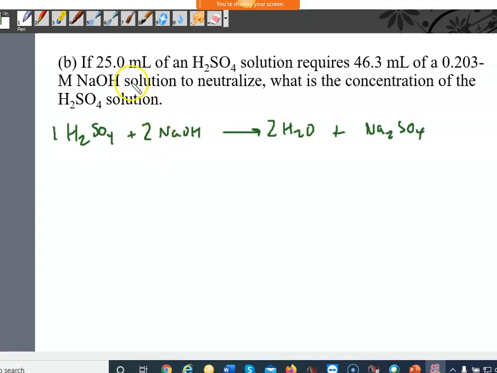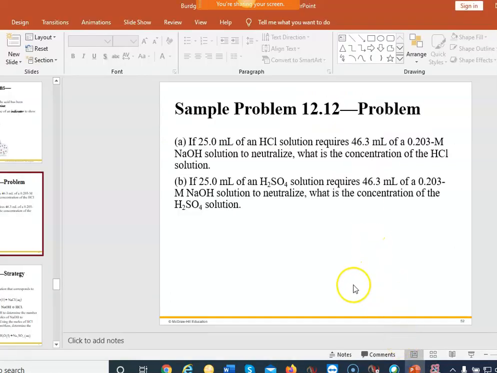Okay, so see, it says here, this time it's 25 mils of H2SO4, which requires 46.3 mils of the 0.2, and so forth and so on. Okay, so if you go back in the slide, I'll show you where.